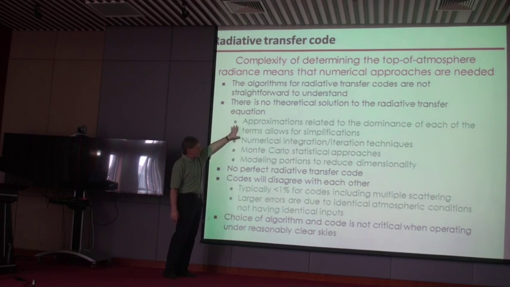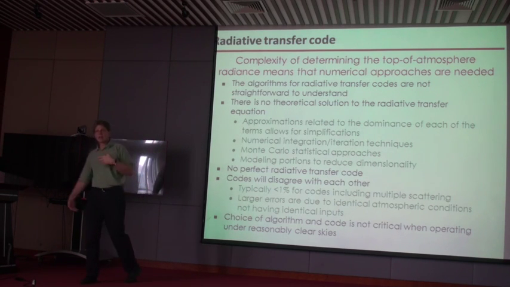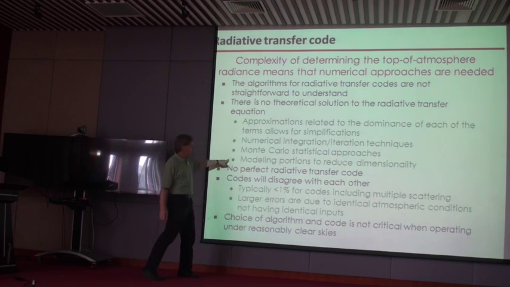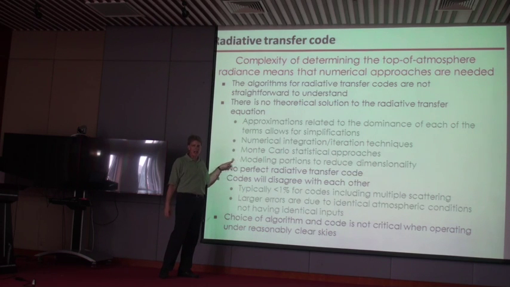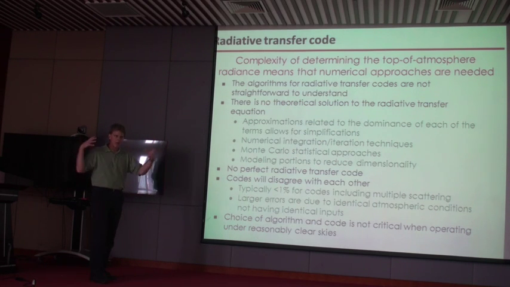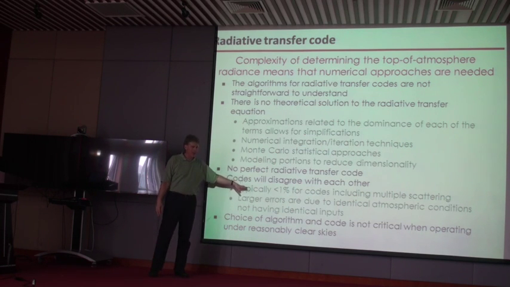Other things we play, we make approximations. The ocean color community, they know that they're not getting much from the surface, and so that allows them to concentrate on some of the other pathway terms. Modeling portions to reduce dimensionality. The 6S code does this without you really knowing it. Buried deep inside there is an approximation to all the calculations in the atmosphere that are done in azimuth that simplifies the problem. Each of the codes has their own idiosyncrasies, and they will differ by about 1%.